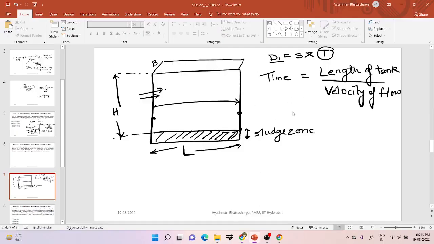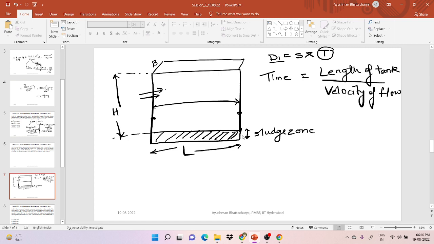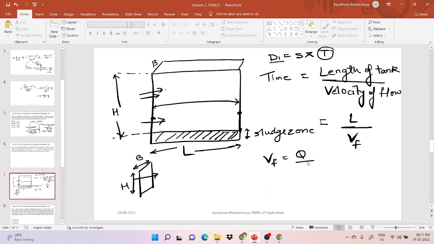So now, what is the length of the tank? Length of the tank is L. Velocity of flow is Vf. We know that the velocity is flowing from here, so obviously we will take this cross section. This cross section is B and this is H, and water is flowing like this. So Vf will be Q upon area, where area will be B into H, so Q upon B into H.